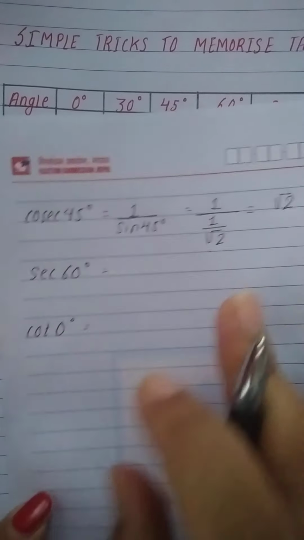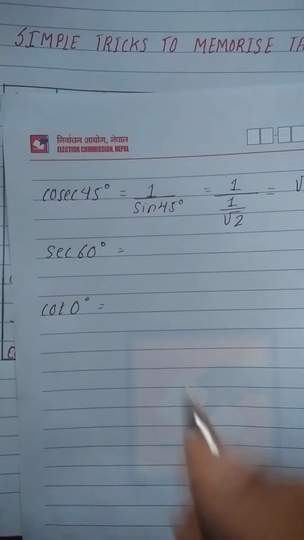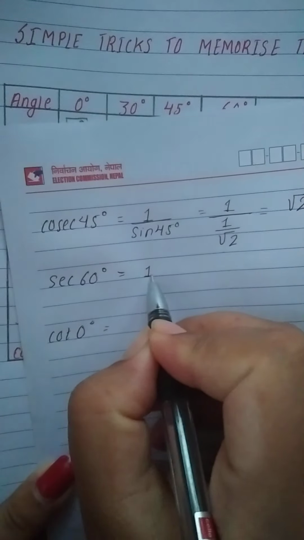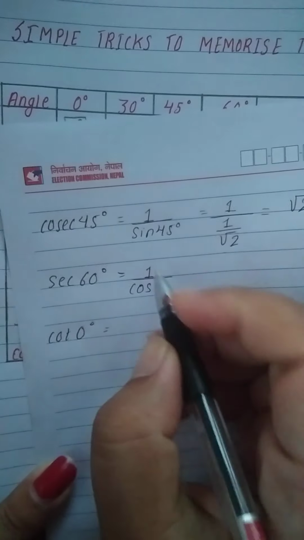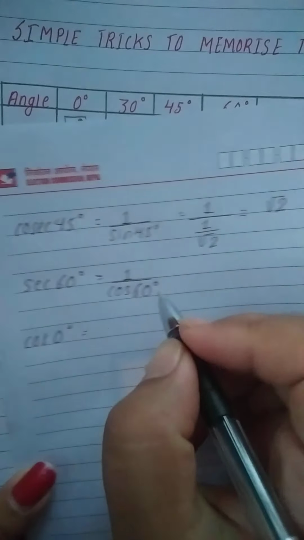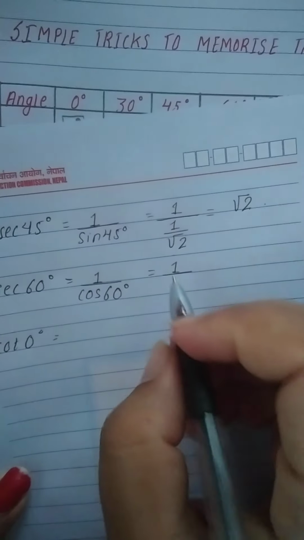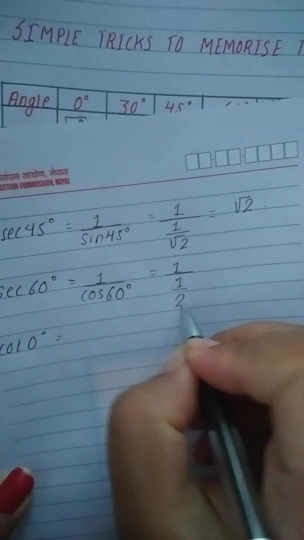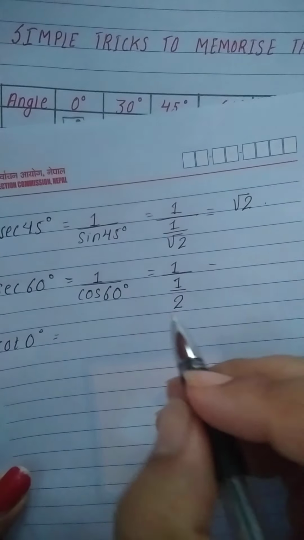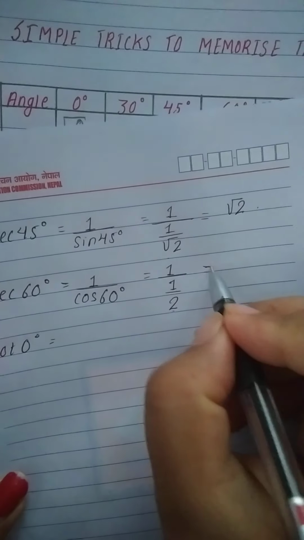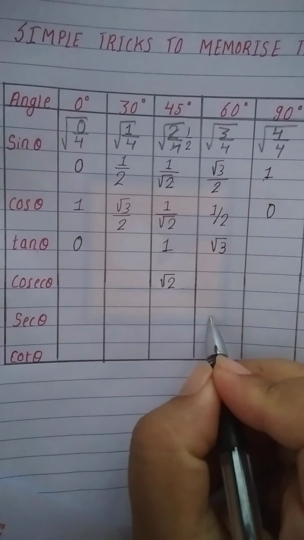Likewise, let's go for the sec 60 degree. Sec means we know that sec is 1 by cos 60 degree. So what is the value of cos 60 degree? Yes, it's 1 by 2. Again, when we apply the reciprocal rules, this 2 will go up. So sec 60 is 2, right?